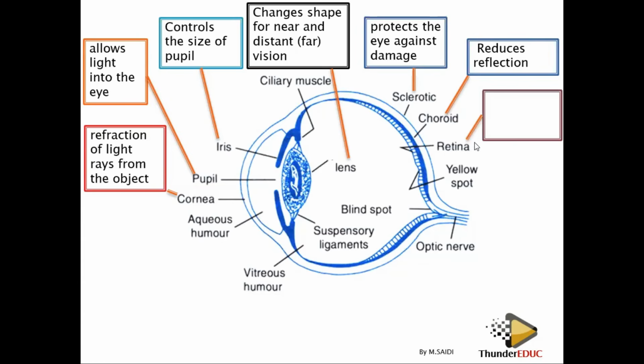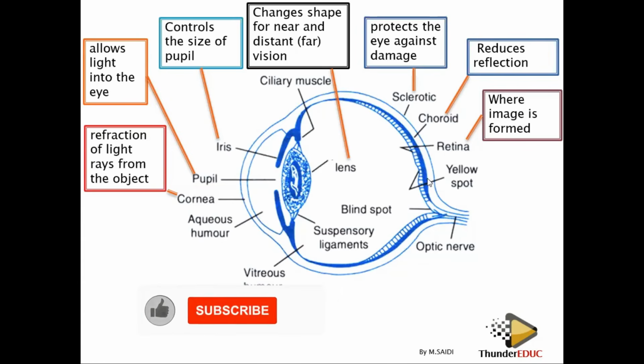Then you have the retina. This is where the image is formed. Basically, the retina has sensory cells which can detect dim light and bright light, which you call the cones and rods. So the cones are very important even in seeing color, while the rods cannot detect color.